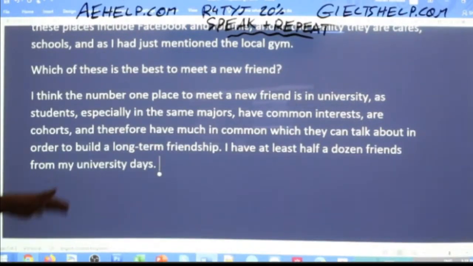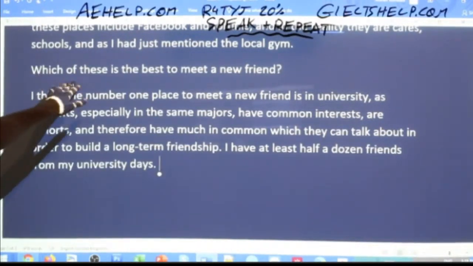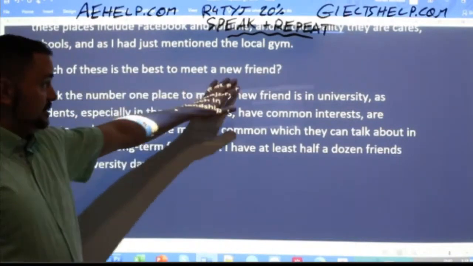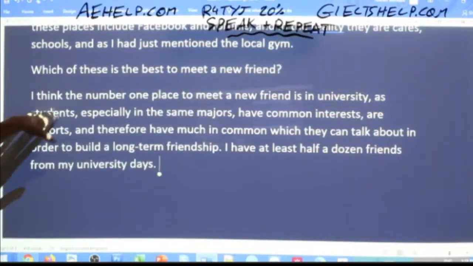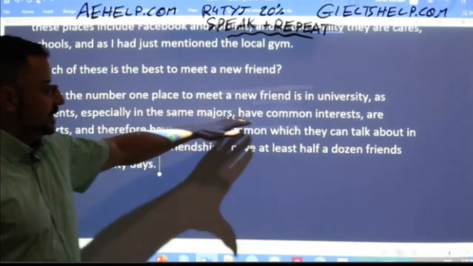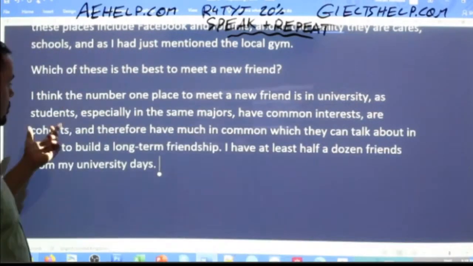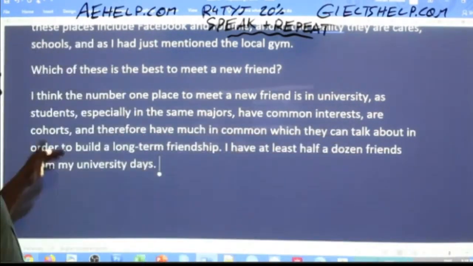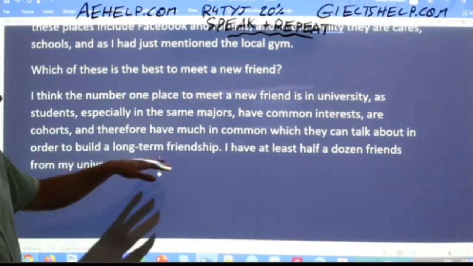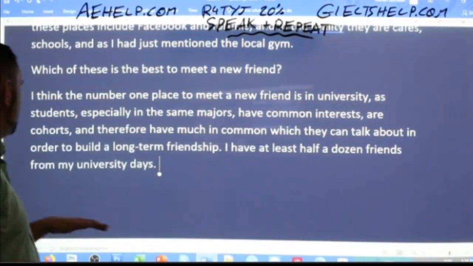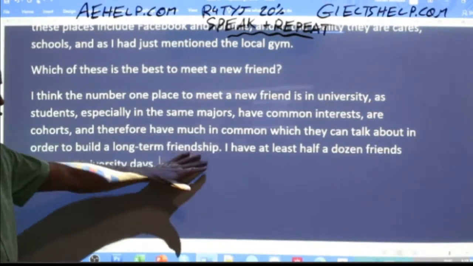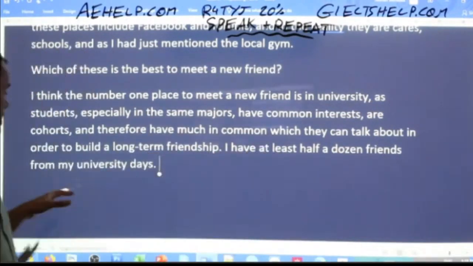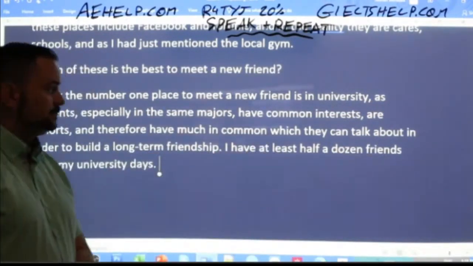Make it clear. Repeat after me. Which of these is the best place to meet a new friend? I think the number one place to meet a new friend is in university. As students, especially in the same majors, have common interests, are cohorts, and therefore have much in common, which they can talk about in order to build a long-term friendship. I have at least half a dozen friends from my university days.